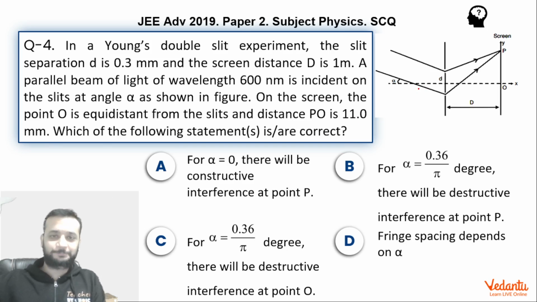Coming back to this question, in this question light is coming at an angle alpha, so we will have different values of alpha in a YDSE setup, and a point P is chosen at a distance of 11 millimeters from the center of the screen. There are two slits which have a separation of 0.3 mm, and the distance between the slit plane and the screen is 1 meter. Wavelength of the light has been given as 600 nanometers. So based upon different values of alpha, we have to comment whether there will be destructive or constructive interference.